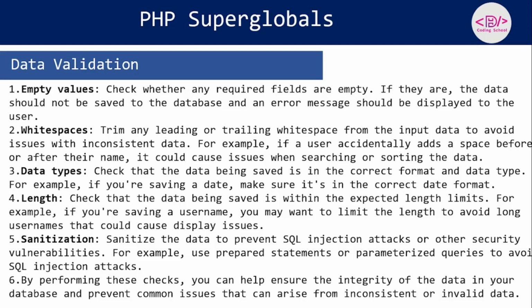First, we make sure that the values we are sending are not empty values. And then another one is white spaces. So we check to remove all the white spaces. For instance, trim any leading or trailing white spaces from the input data to avoid issues with inconsistent data. For example, if a user accidentally adds a space after their name, it could cause issues when searching or sorting the data.